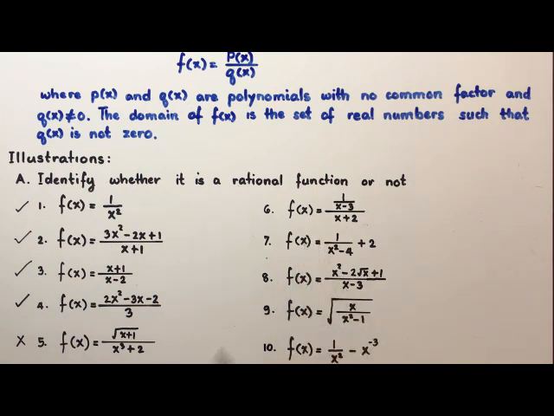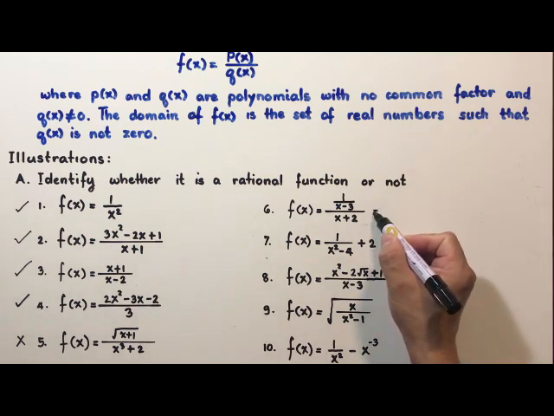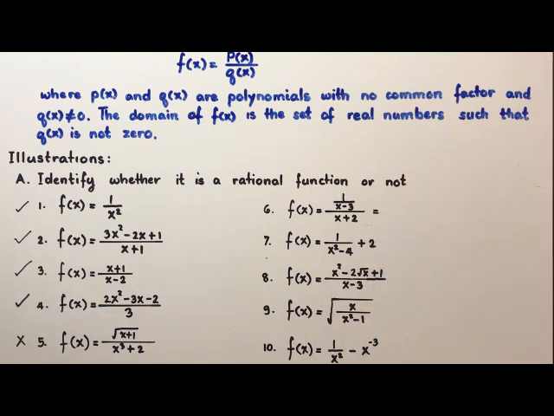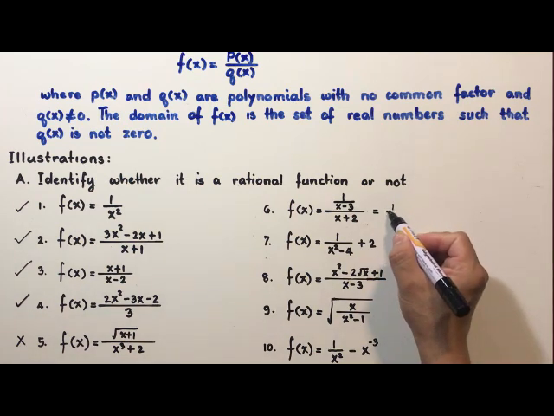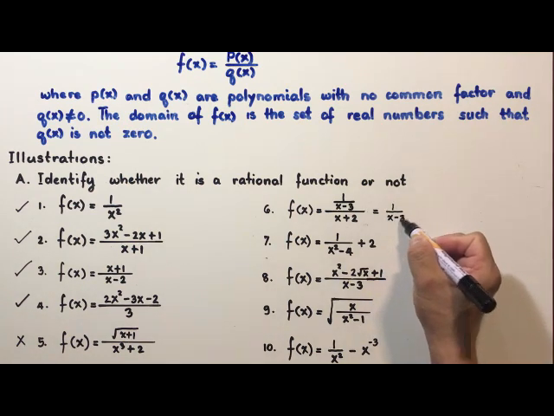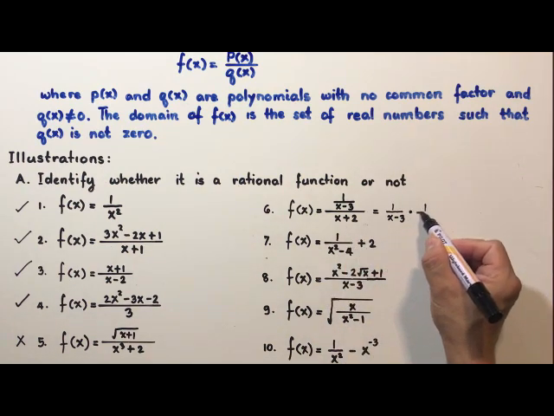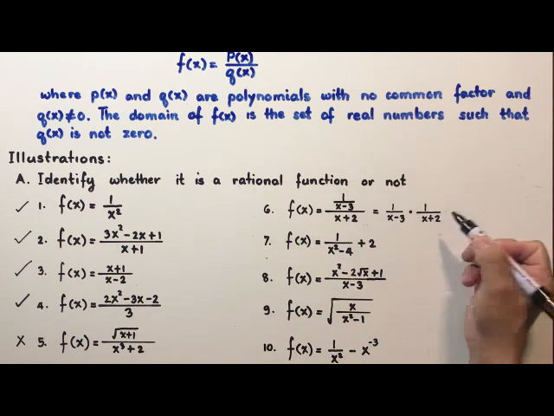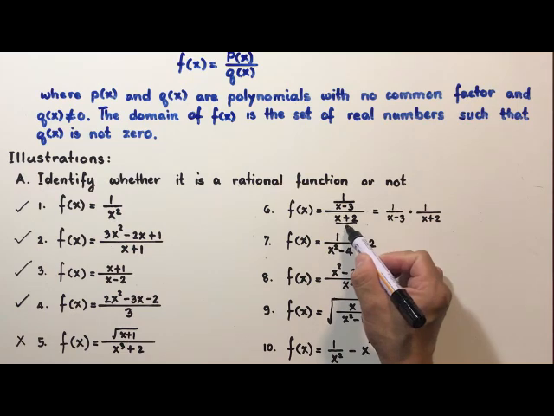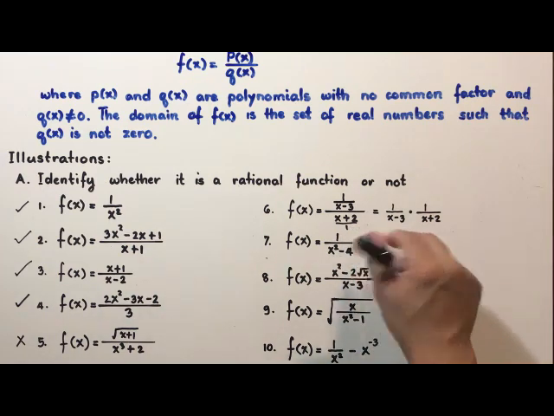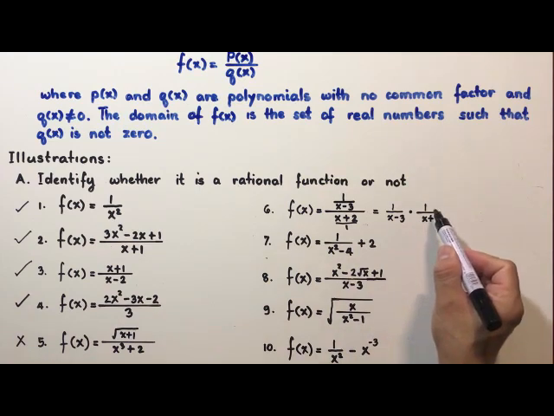Number 6, f of x is equal to 1 over x minus 3 all over x plus 2. Is this a rational function? Before you can answer that, maybe you can just simplify this one so that you can see it clearly whether it is a rational function, because I can multiply the numerator, which is x minus 3, by the reciprocal of the denominator, and the reciprocal of this is 1 over x plus 2, because x plus 2 is understood to have a denominator of 1, and if you get the reciprocal of that, that is 1 over x plus 2.